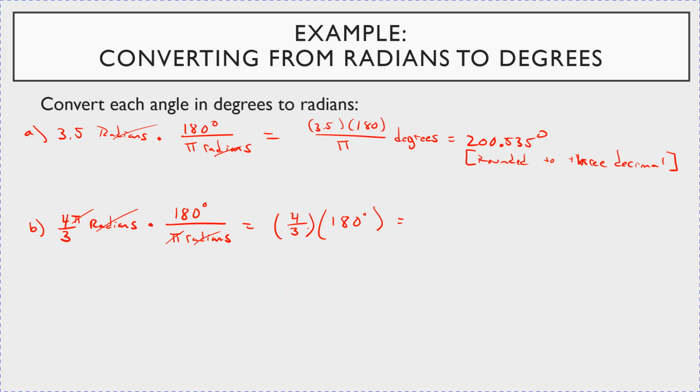Right, so what happens here? 3 makes this 60, right? And then 4 times 60 gets me a 240 degree angle.